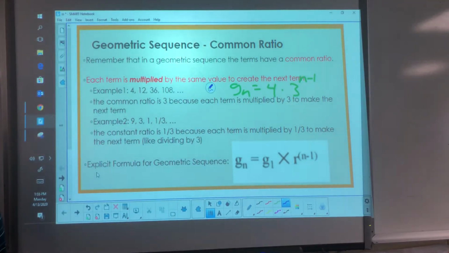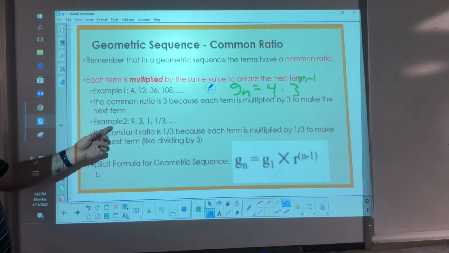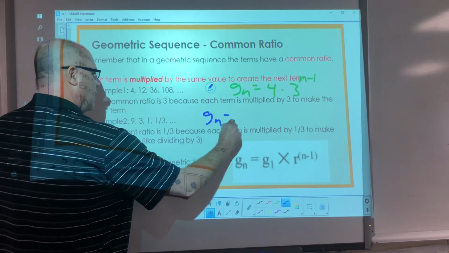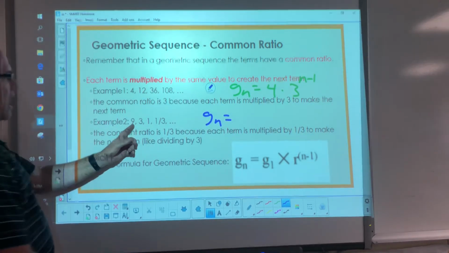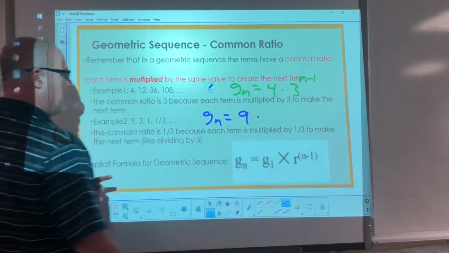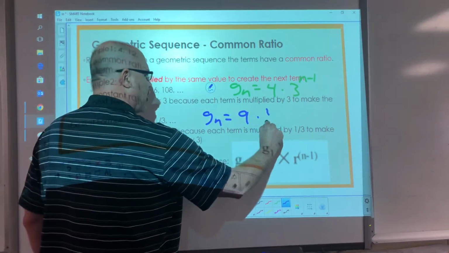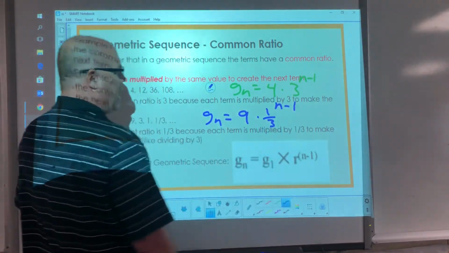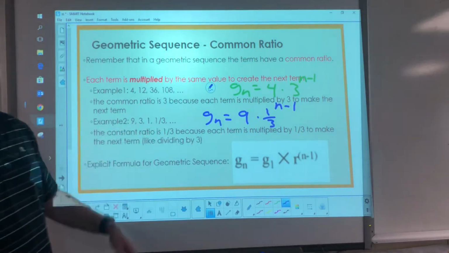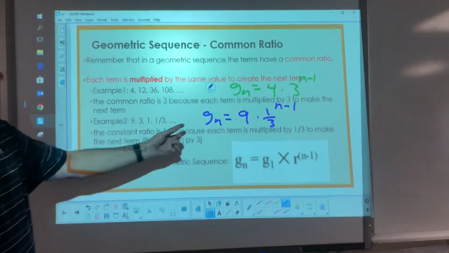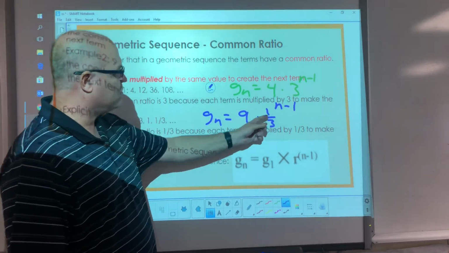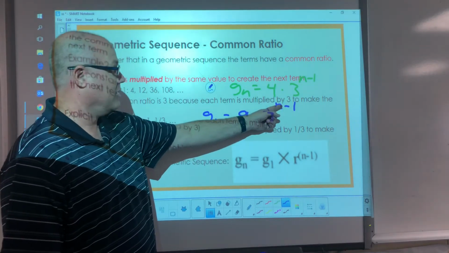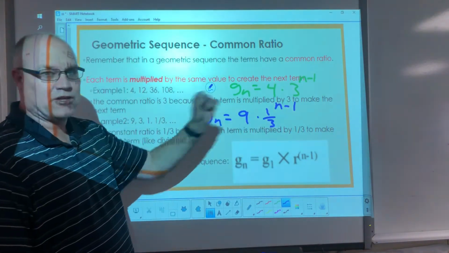All right. So what would be the explicit formula for example 2? So we're going to write g of n equals 9, which is g of 1, 9 times my common ratio, which is 1/3, and that's raised to the n minus 1 power. So if I said, okay, what's the 10th term value? You say g of 10 equals 9 times 1/3 to the 10 minus 1. So then you take your calculator, go 1/3 to the 9th power, get a real small number, multiply that by 9, and get your value.